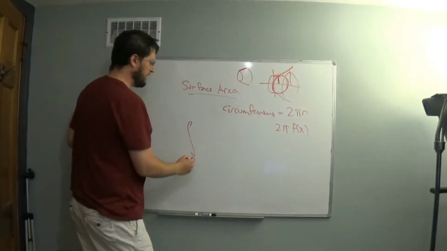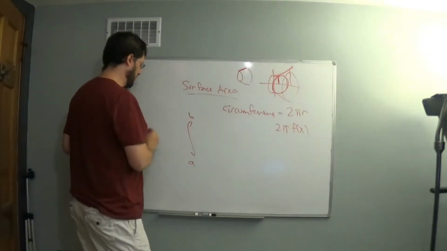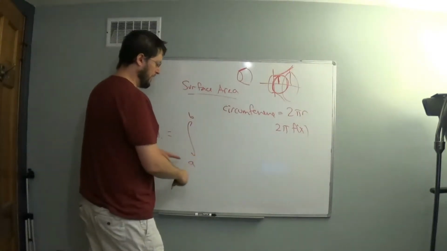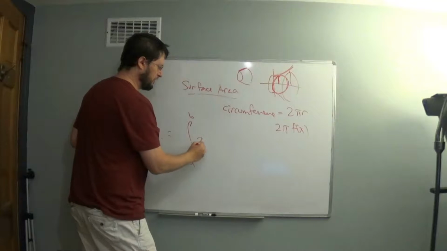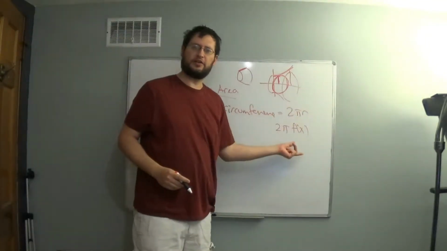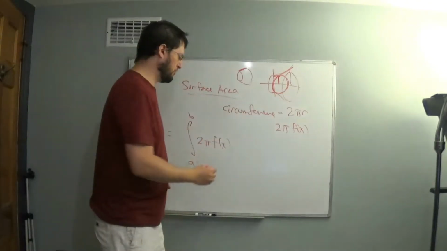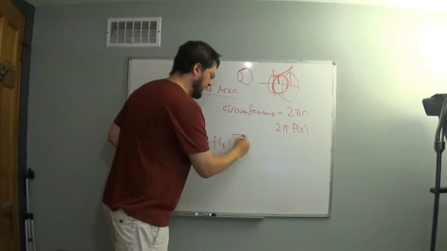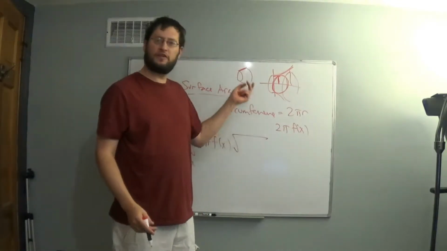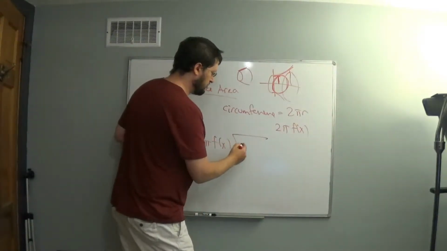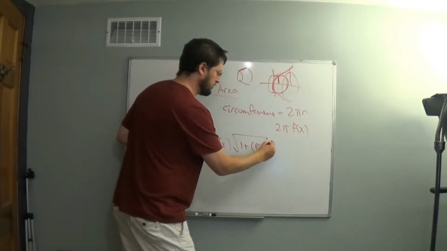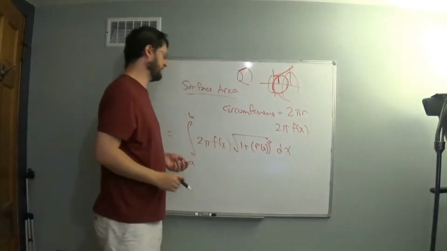And so really in the end, what we get is this formula. The surface area of a region from a to b will be the integral of this 2 pi f at x. That's what we got right here, the circumference of the circle. But then we also have that factor that gets me the arc length of the curve between the 2 points as well. The square root of 1 plus f prime at x squared dx.